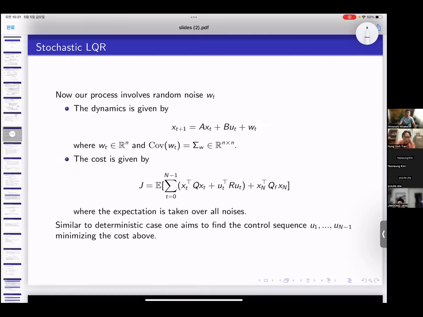And now let us move on to stochastic LQR, which involves the disturbance denoted by W_T. W_T is assumed to have the covariance sigma, which is also an n by n matrix. For the stochastic LQR problem, we take the expectation in the cost to define the cost. And the expectation is taken over all noises.